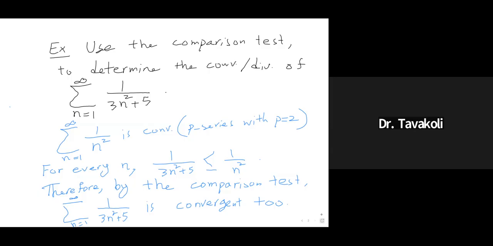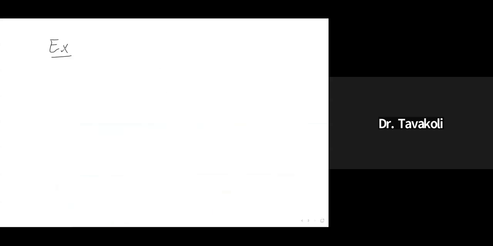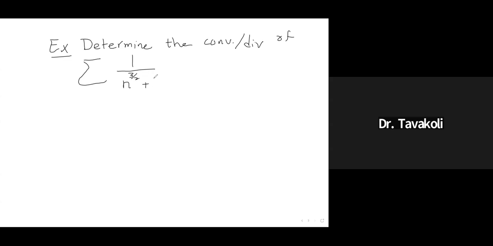Let's see another example. Determine the convergence or divergence of sigma 1 over n to the power of 3 over 2 plus 1, as n runs from 1 to infinity.